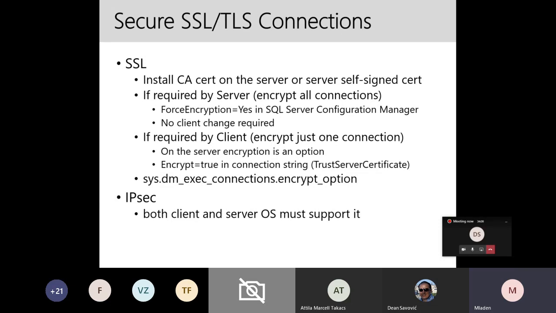But if you want to enable SSL for every connection, if you want to require it for every connection coming into your SQL Server, what you do is you install a certificate on the SQL Server machine. It can be a certificate authority certificate or a self-signed certificate. You say in the configuration manager, you say force encryption equals yes, and then you don't have to change anything on your clients. So if your client supports SSL and TLS, they will connect. If they don't, it will throw an error.